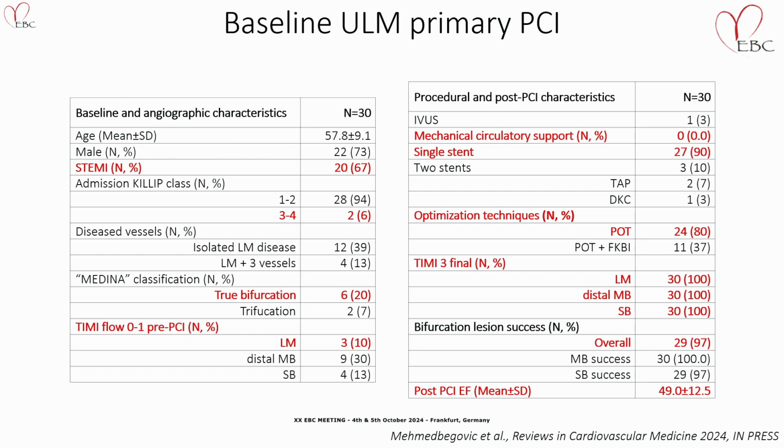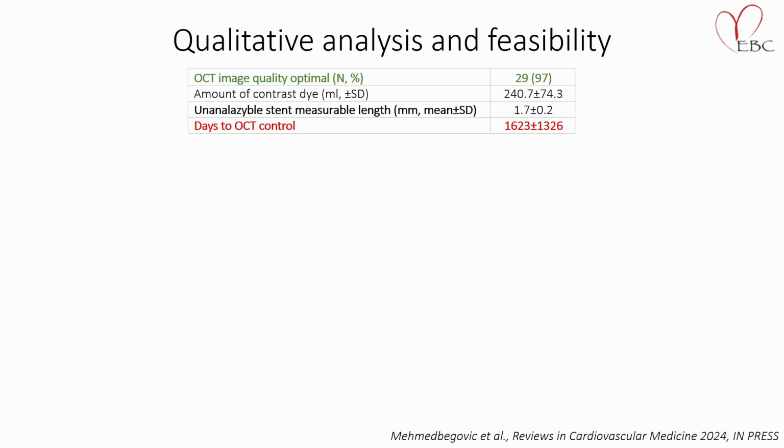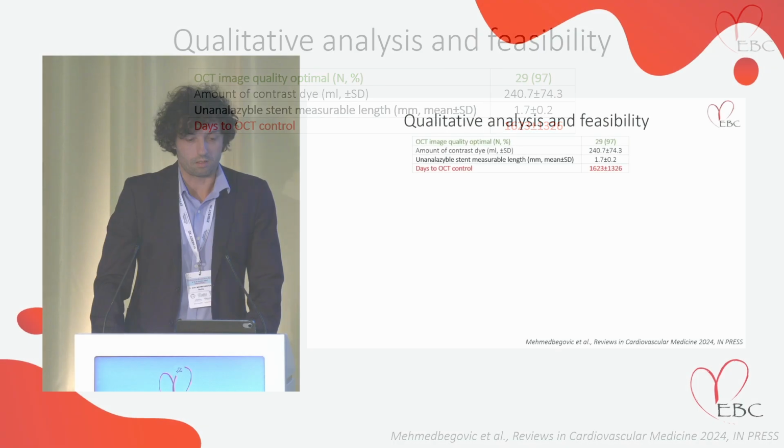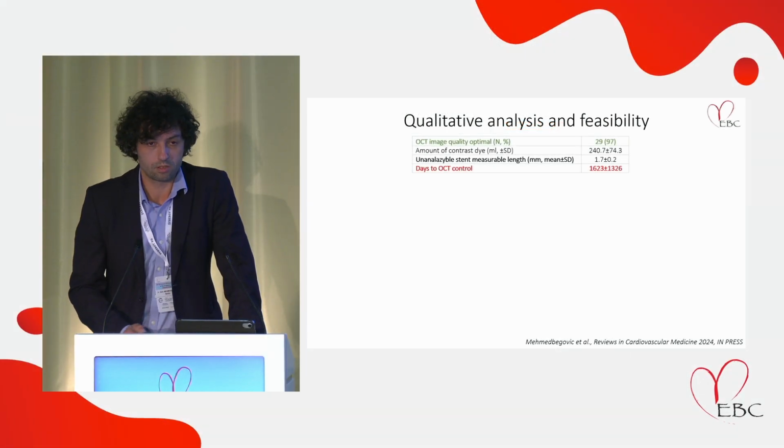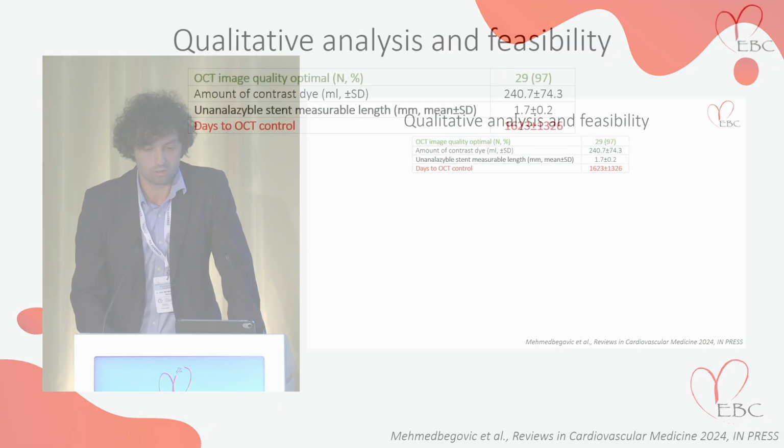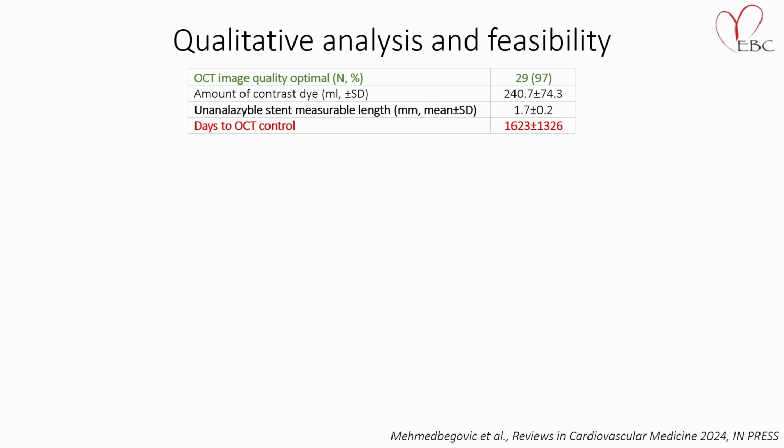Post-PCI ejection fraction was 49%. And a few words about the OCT feasibility in this situation. You know, it's not always easy to perform OCT in left main. We achieved optimal image quality in 97% of the patients, with analyzable stent length of 1.7 millimeters.